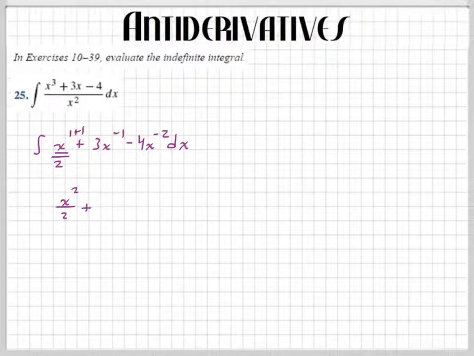The next one is kind of interesting. Check this out. If we add 1 to that, we get 0. And so it doesn't work. We can't just do the regular power rule for that one.